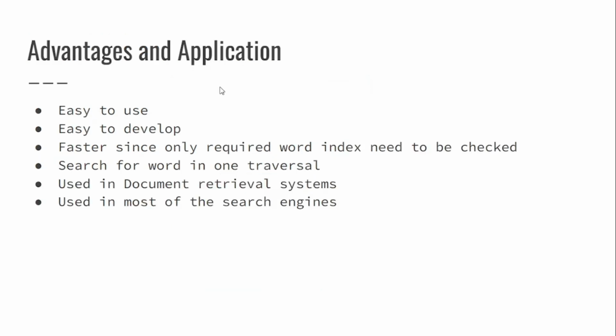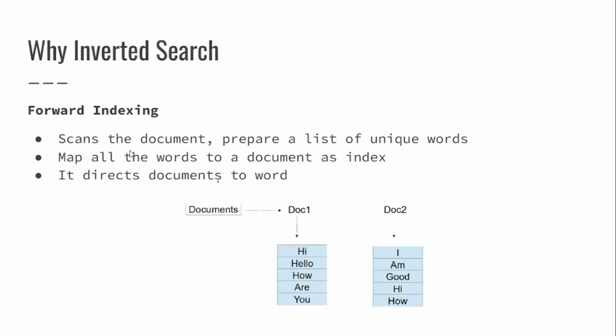The advantages and applications of inverted search are that it is easy to use and easy to develop. It is faster than forward indexing. So coming to this example, if we want to check for a word, we have to check for that word in each and every document. Since it is mapped with respect to the document, we will be checking each and every document.